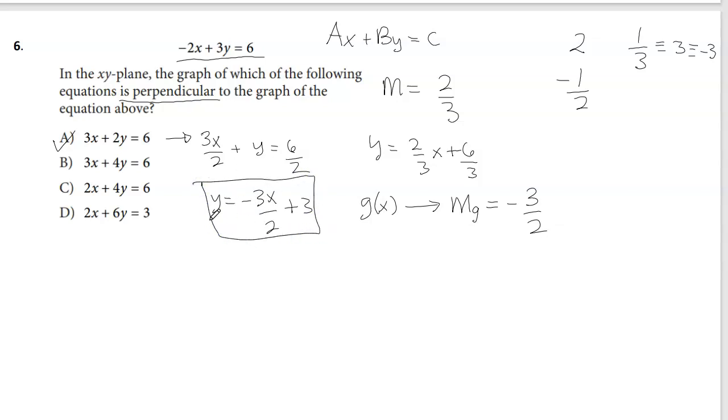But you don't have to do all this. All you have to do is look at the equation itself and then look at the coefficients. The coefficients are going to switch around, plus you apply a negative to one of them to cancel out the negative reciprocal, right? All right.